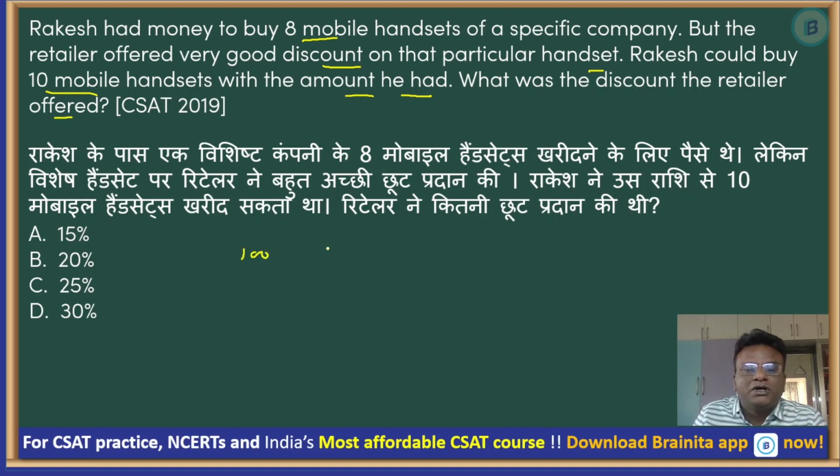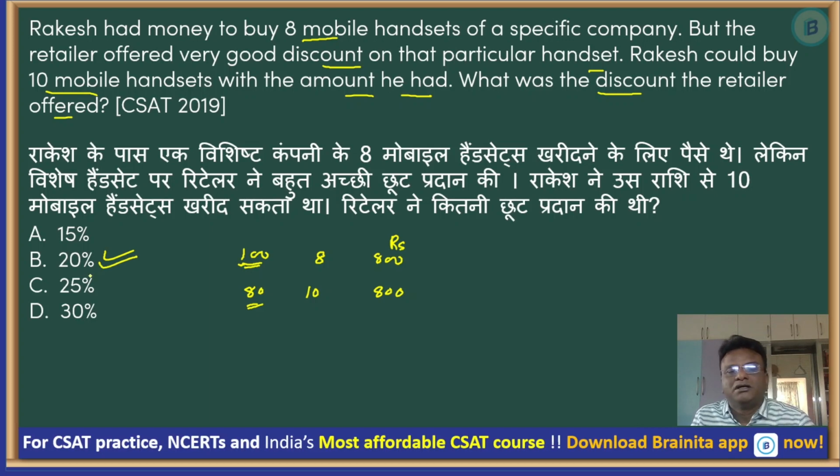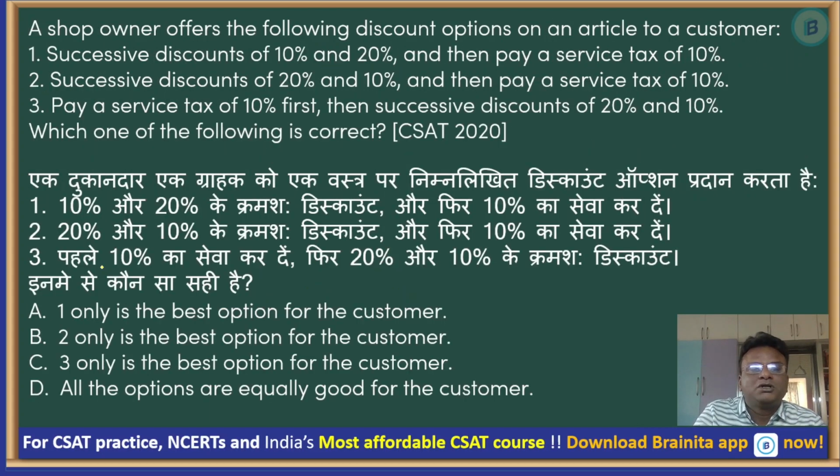Let us assume that the price of one handset is 100. So to buy 8 handsets he had 800 rupees, right? But ultimately he bought 10 handsets, so he still had 800 rupees. So the price of each handset then became 80 rupees, right? Now why I started with 100 is because we have to calculate discount in percentages. So if you take original price as 100, then whatever you get will directly give you the percentage, right? So initial price was 100, the new price is 80, so discount was 20%. That's your answer, option number B, right? Pretty simple from 2019. Let us go to the next one.